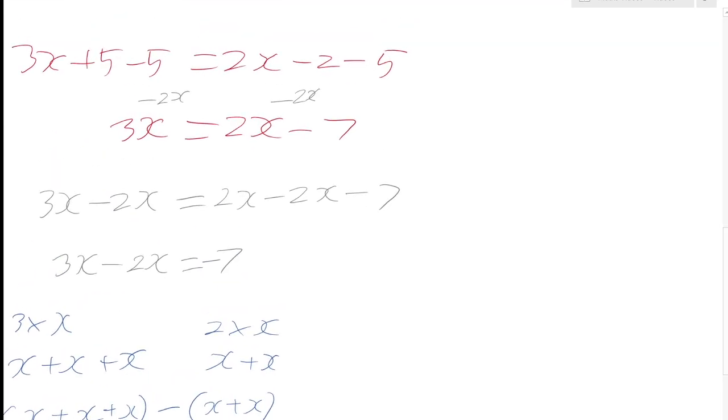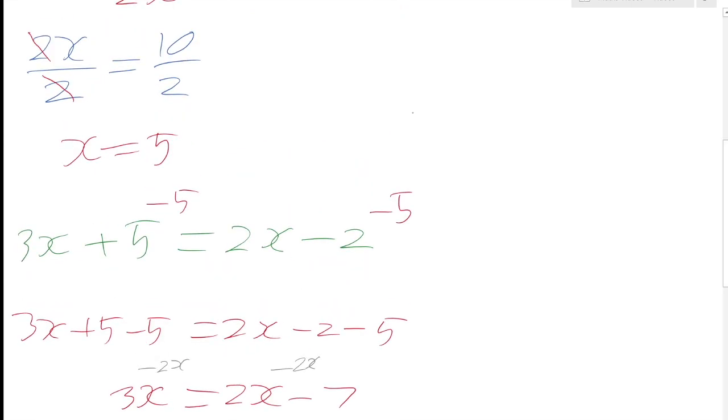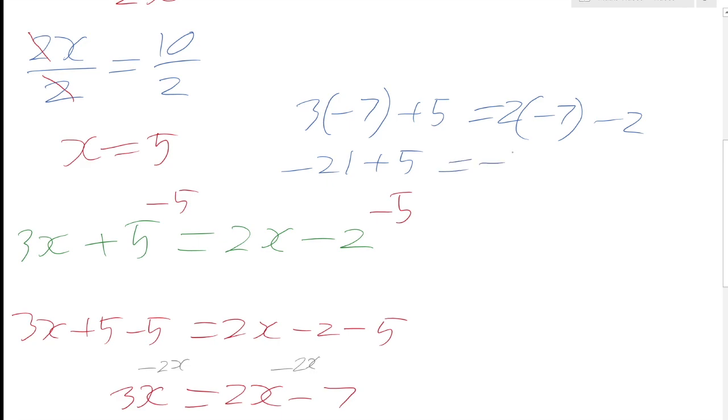And if we want, we can go back to our original equation and put that in. So we get 3 times negative 7 plus 5 equals 2 times negative 7 minus 2. 3 times negative 7 is negative 21, plus 5, equals negative 14 minus 2. Negative 21 plus 5 is minus 16. Minus 14 minus 2 is minus 16. And we have a true statement.